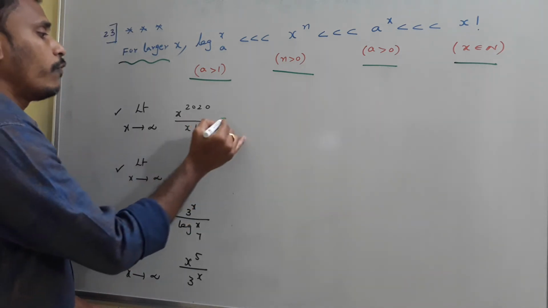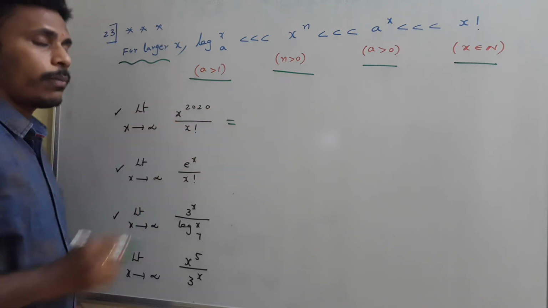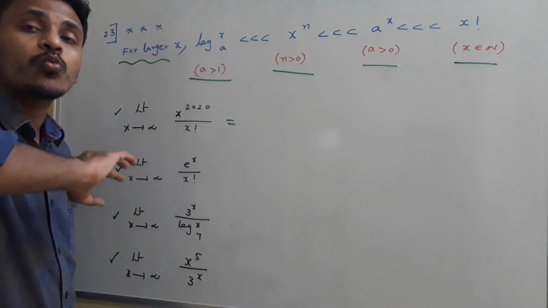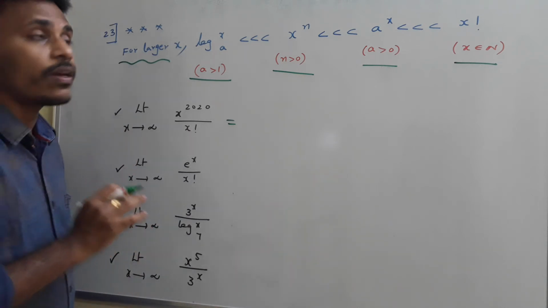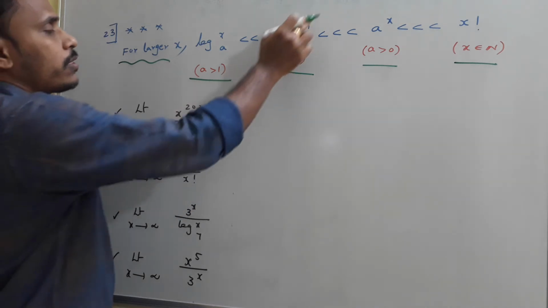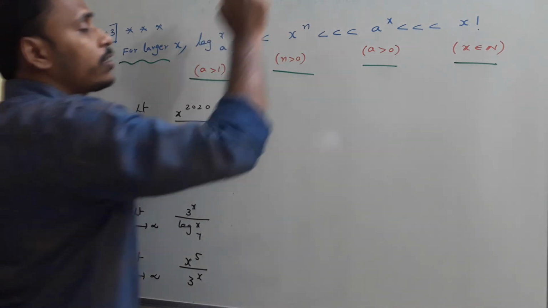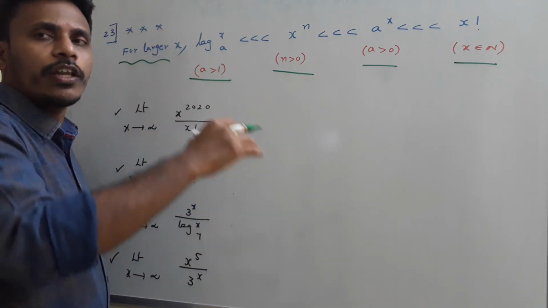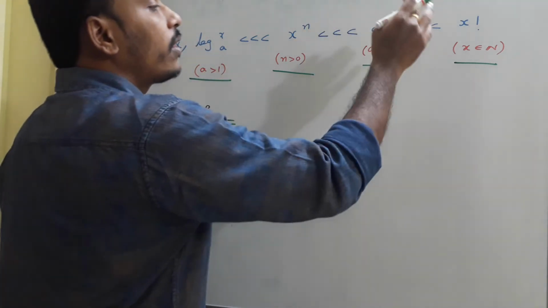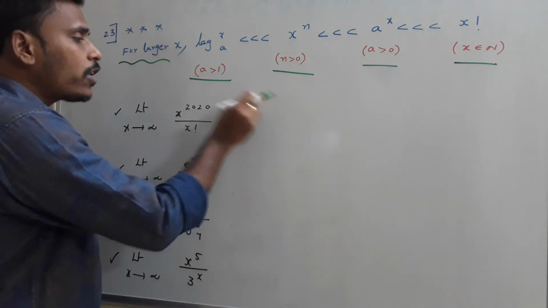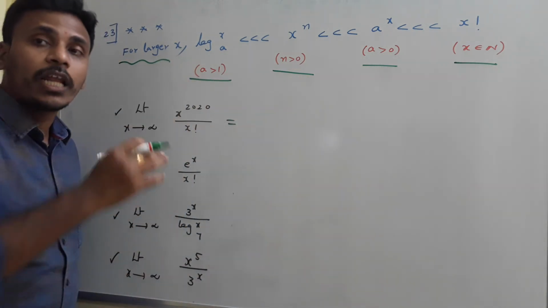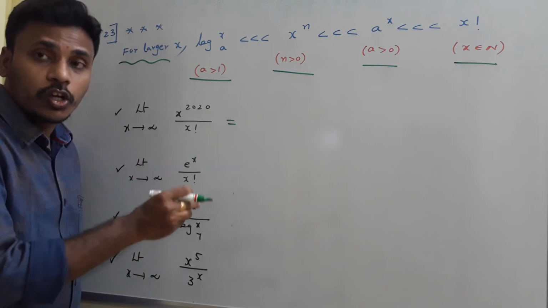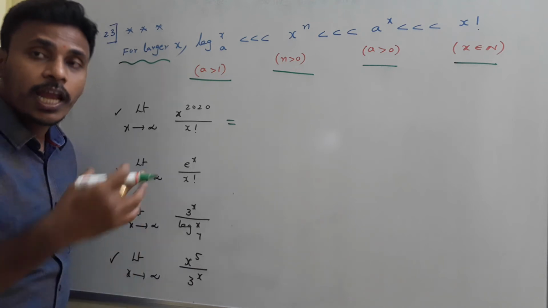Limit x tends to infinity of x power 2020 by x factorial. x is tending to infinity, which in turn represents that x is very large. Since x is very large, x power 2020 is this type of function and x factorial is that type of function. This x power n format is very small when compared with x factorial. In the sense, a very small value is being divided by a very large value. Almost we are dividing a value nearer to 0 by a larger value.